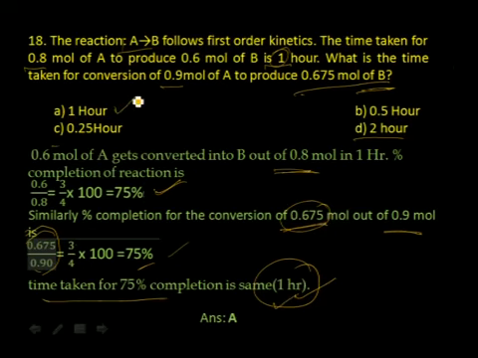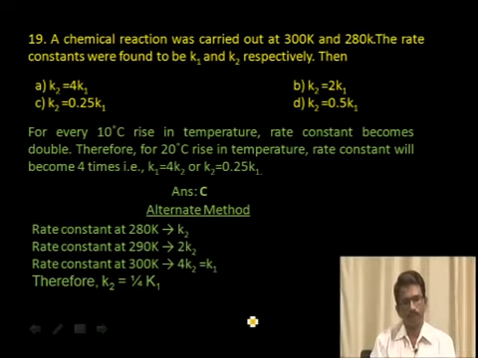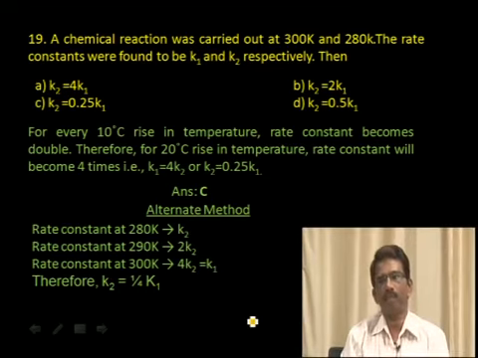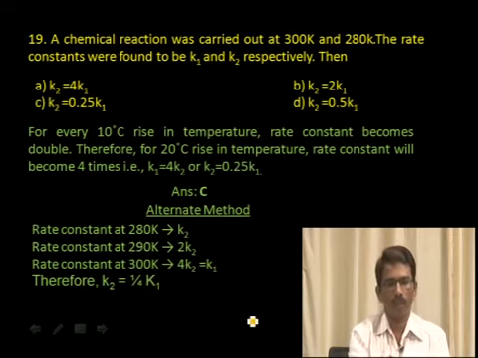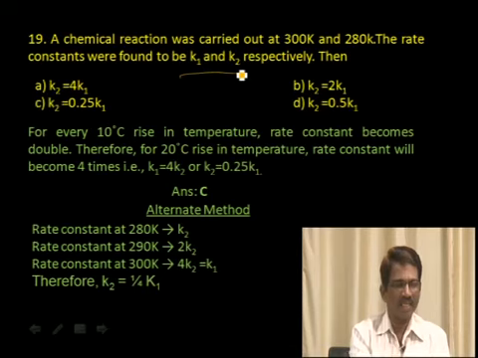Obviously the correct answer becomes option A. We will move on to the next question. Question number 19. A reaction was carried out at 300 Kelvin and 280 Kelvin. The rate constants were found to be K1 and K2 respectively, and you have been asked to find out the relation between the rate constants K1 and K2.